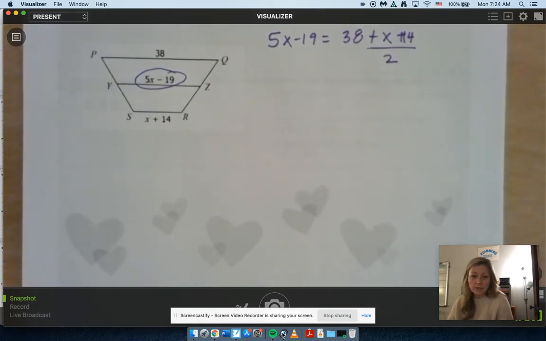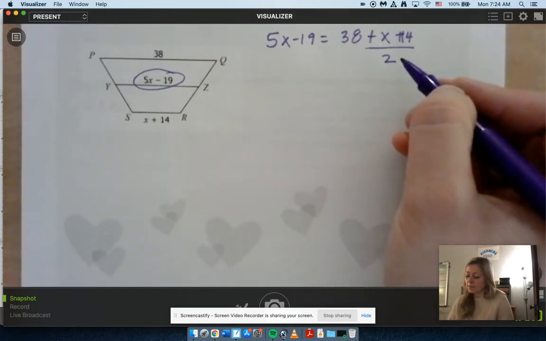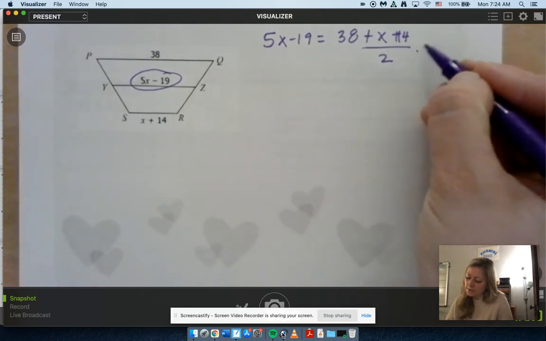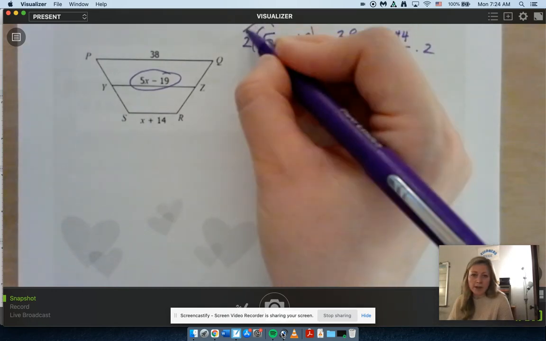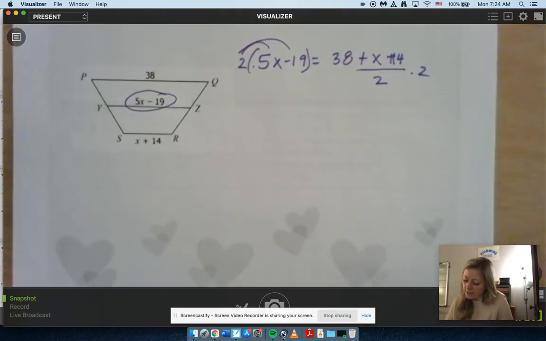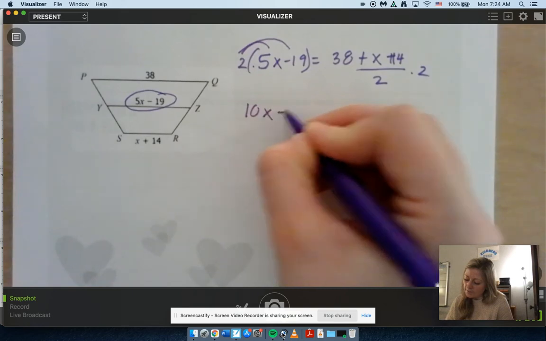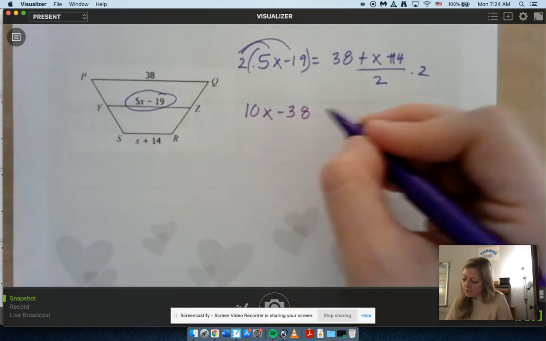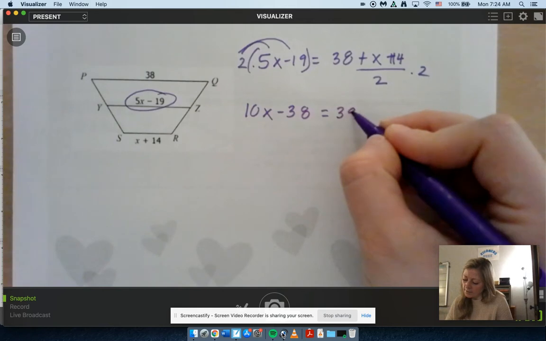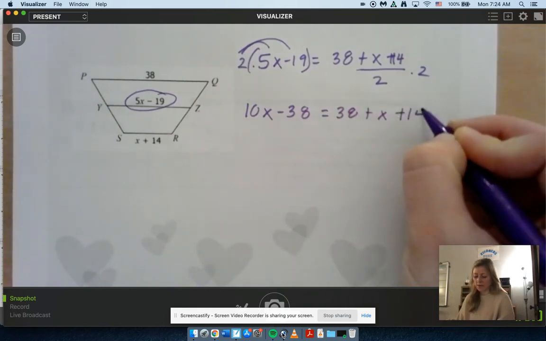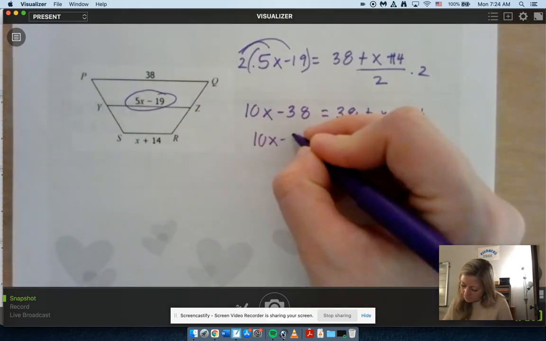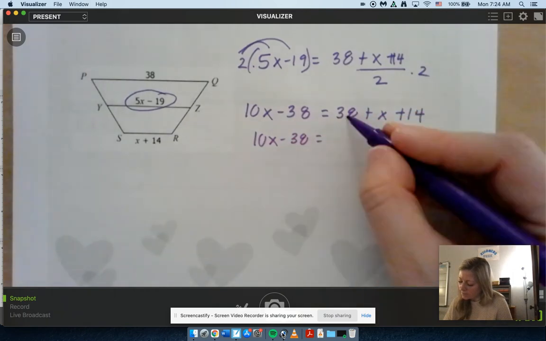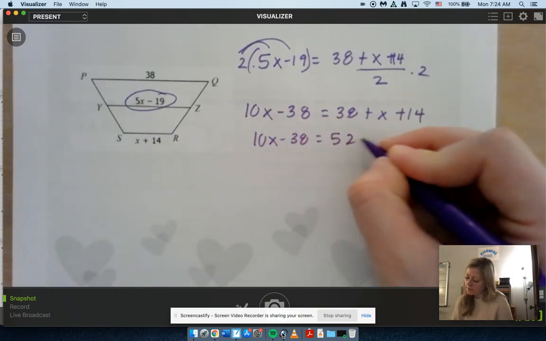I don't like working with fractions, so I'm going to multiply by 2 to both sides. But remember, when you multiply by 2 over here, you're going to have to distribute that 2 to both the 5x and the 19. So we're going to get 10x minus 38 is equal to 38 plus x plus 14. I should have combined like terms, but that's okay. Not a big deal. I'll do that now. 10x minus 38 equals 38 and 14 is 52 plus x.